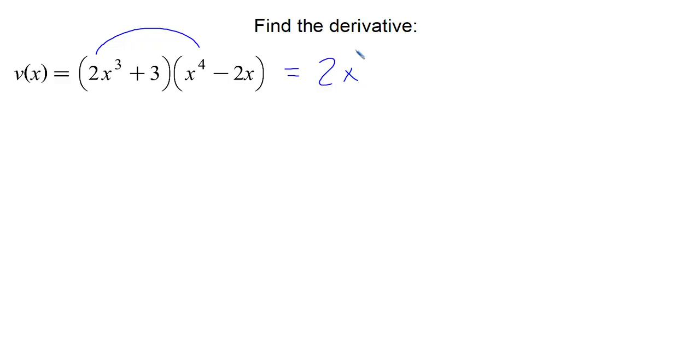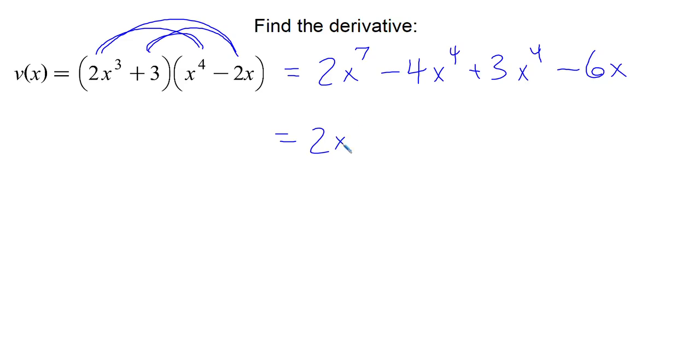So this should be 2x to the 7th if you multiply 2x cubed by x to the 4th. If we multiply 2x cubed times negative 2x, we should get minus 4x to the 4th. And then we should get a plus 3x to the 4th from 3 times x to the 4th. And then lastly, we should get a minus 6x there. And if we simplify that down, we can combine the like terms here. We should get 2x to the 7th, right, minus x to the 4th minus 6x. Okay. And so that should be our new function that we're looking at, or the simplified version of our function.